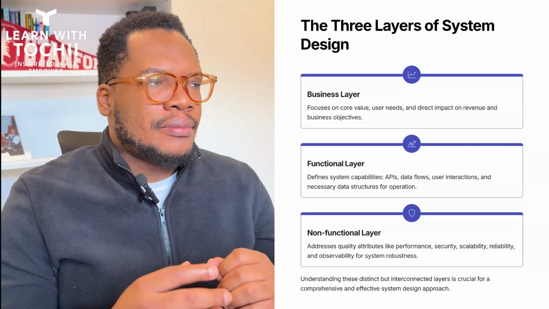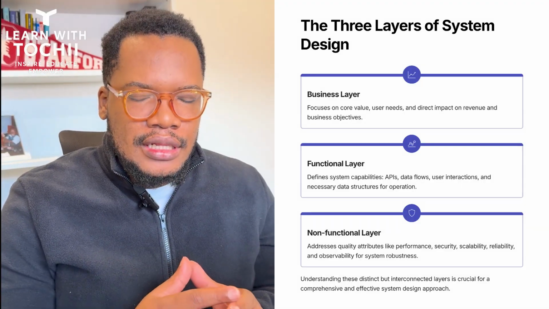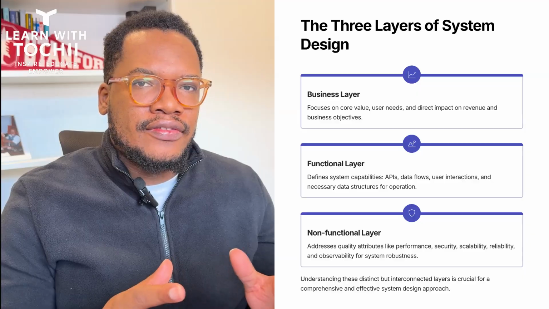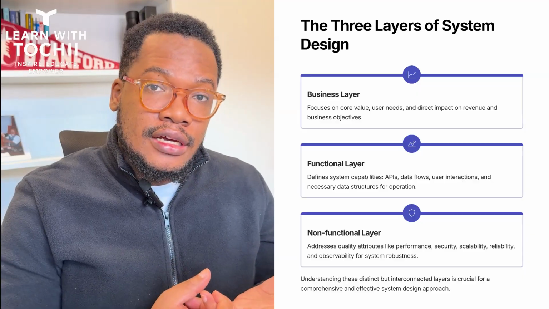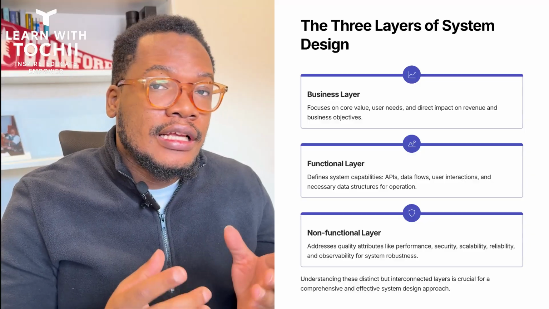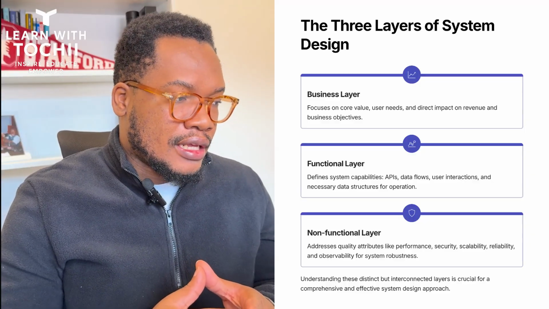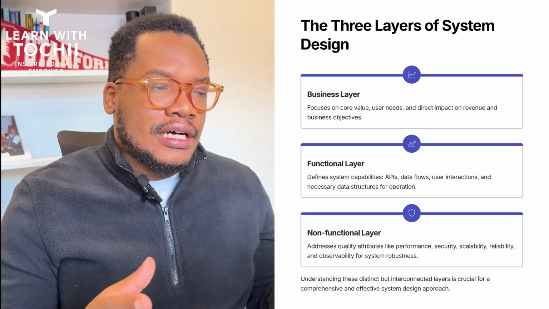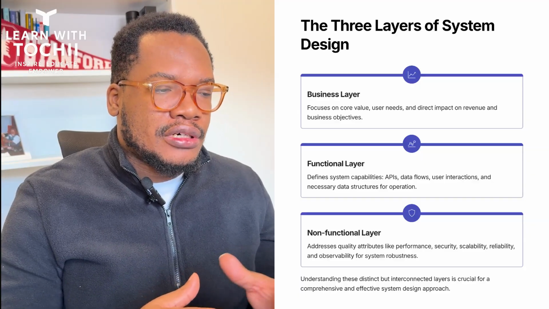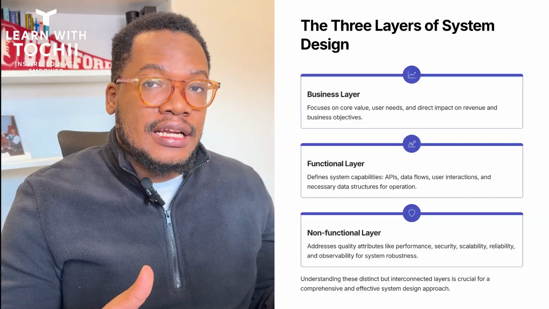In this video, I'm going to be speaking about the three layers of system design. Now, these three layers are effectively your business layer, your functional layer, and your non-functional layer. And these three layers are really important for any good system design because they are all interconnected and they are crucial for a comprehensive and effective system design approach.